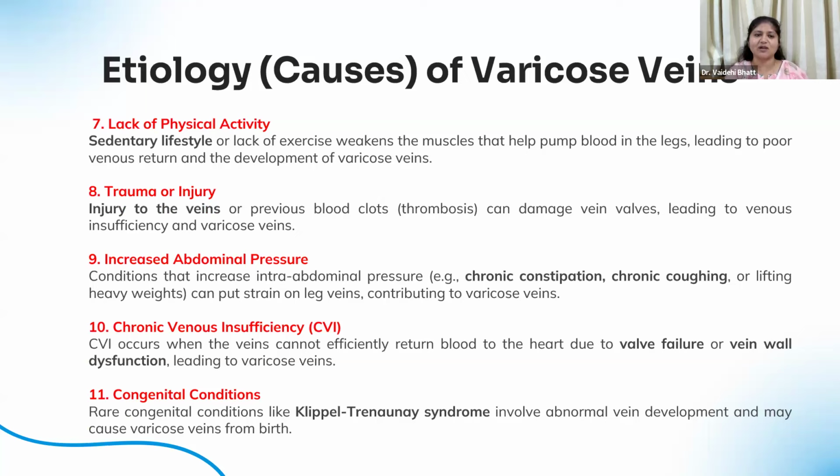Then increased abdominal pressure, like in pregnancy, chronic constipation, chronic coughing, lifting heavy weights, or some liver pathology, can cause increased pressure in the abdominal cavity and contribute to the development of varicose veins. Then chronic venous insufficiency, CVI, will lead to valvular failure and vein wall dysfunction. Then congenital conditions like Klippel-Trenaunay syndrome, which involves abnormal vein development. This rare congenital condition will also lead to varicose vein development at the time of birth.